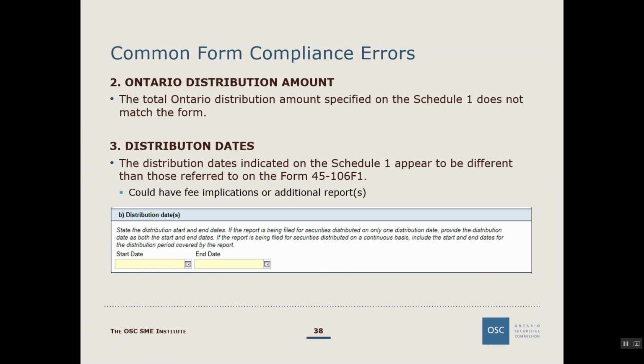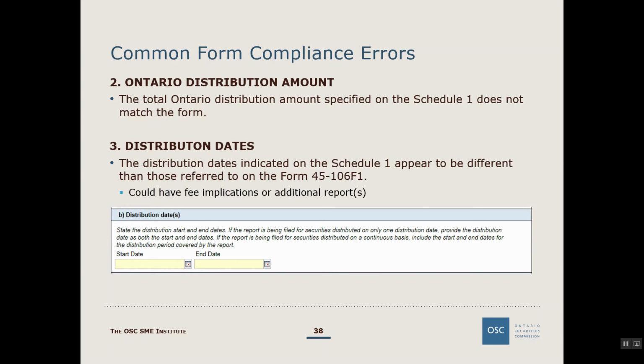Entering inconsistent distribution dates is a common error made by filers. As mentioned in previous slides, issuers are able to enter a 10-day distribution period as a maximum. In many cases, the first distribution or start date and end date will be the same. In either case, though, the information entered at item 7B on the form must be consistent with the Schedule 1 distribution dates for Ontario purchasers recorded in column M.